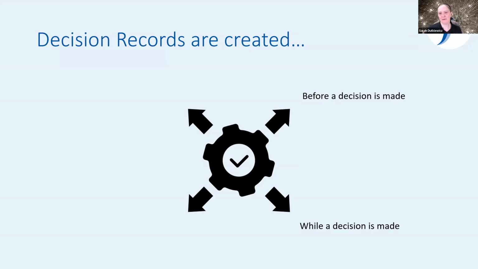That way, when somebody else realizes, oh, we need to make a decision, and they pull your decision record, they at least have a general idea of why it was started in the first place. So you can start creating these before the decision is made, while that decision is being made, after the decision is made, or better yet, do this all the time with your documentation.